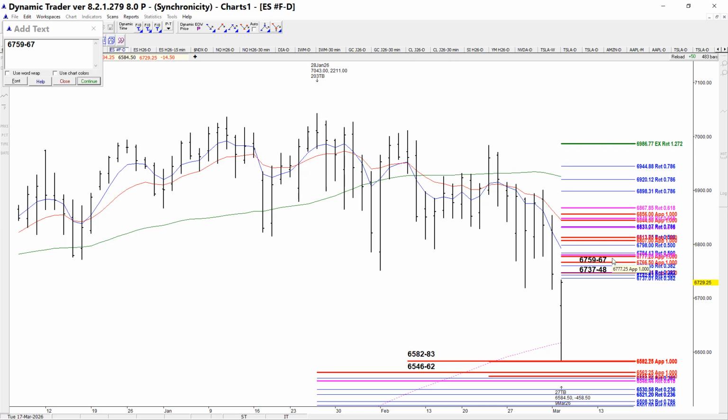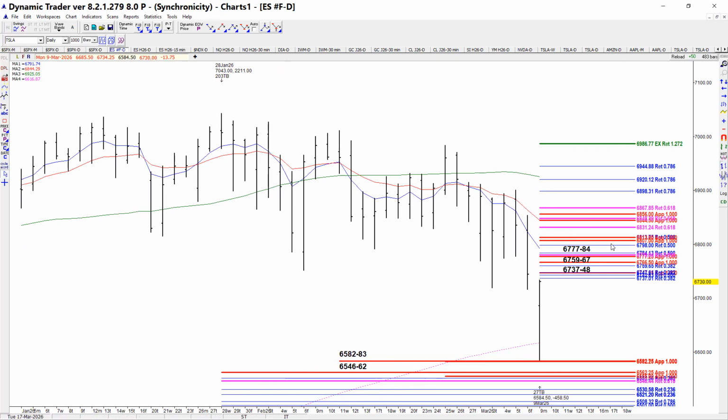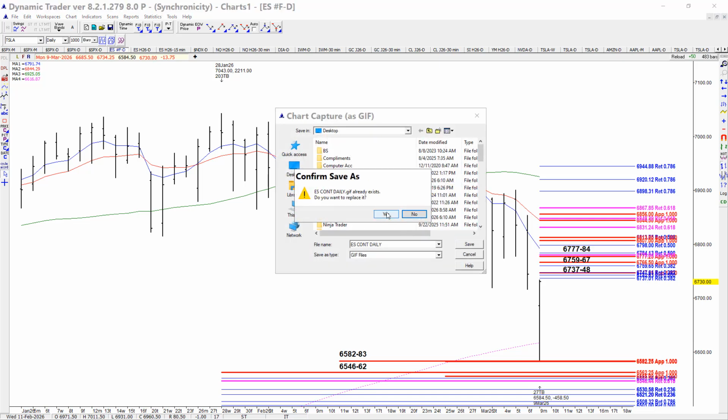Next cluster is 77 to 84. And you can kind of see the other areas we have going on up from there: 60, 807, 13, then 44 to 48. So we have a lot of resistance we need to get through in order for things to be looking better here on the market. And I'll go ahead and share this chart also.